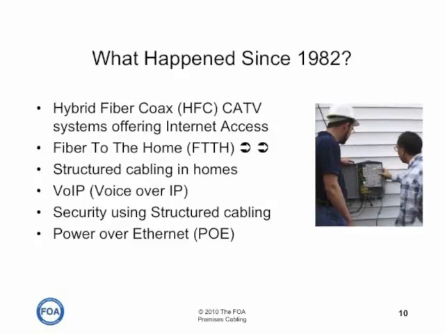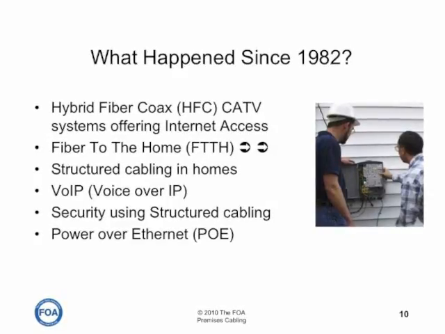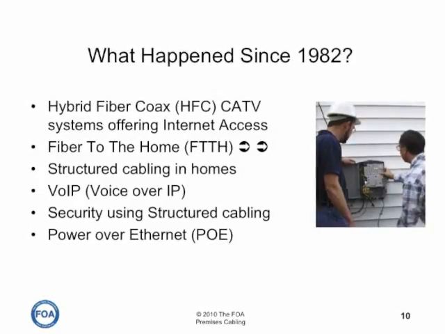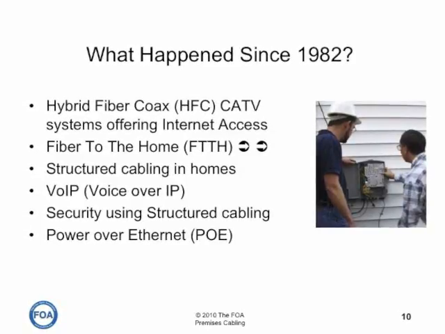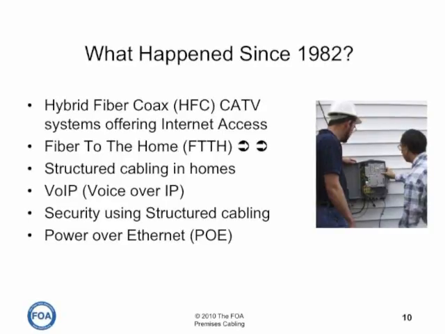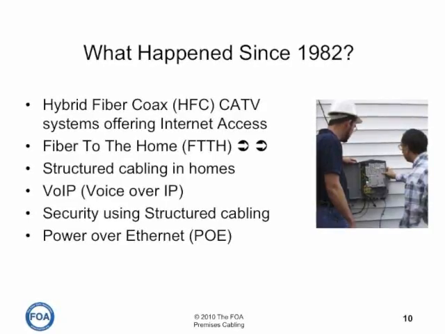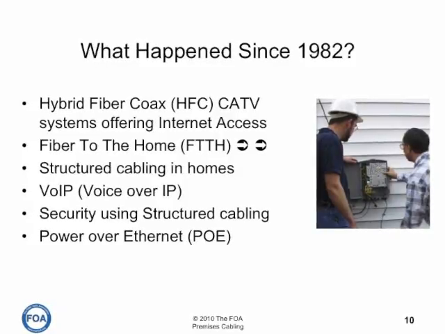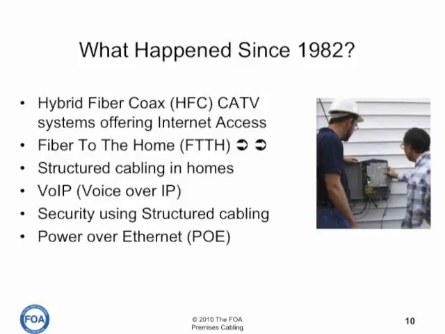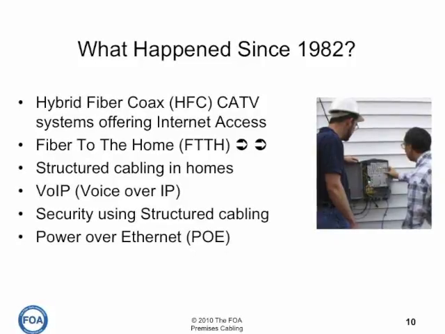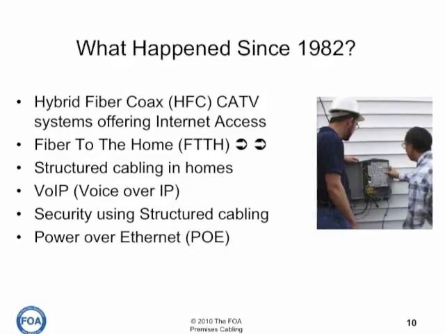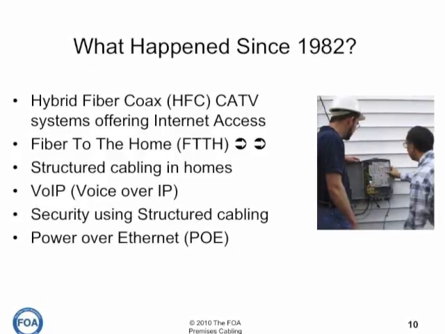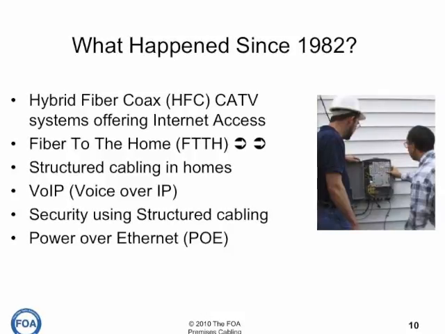We've also had the development of hybrid fiber coax cable TV networks offering internet access, the development of fiber to the home because fiber became cost effective for connecting the subscriber directly. We've seen structured cabling in homes, voice over IP phone systems, security systems using structured cabling, and the advent of even delivering power for some devices over the structured cabling system, what we call power over Ethernet.